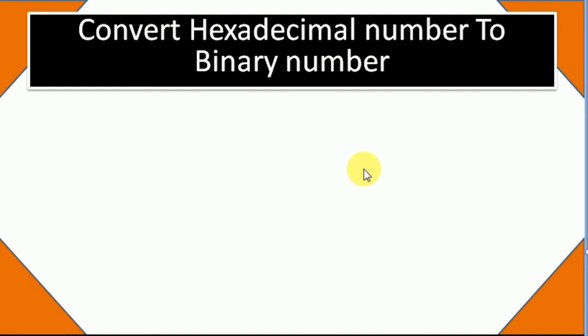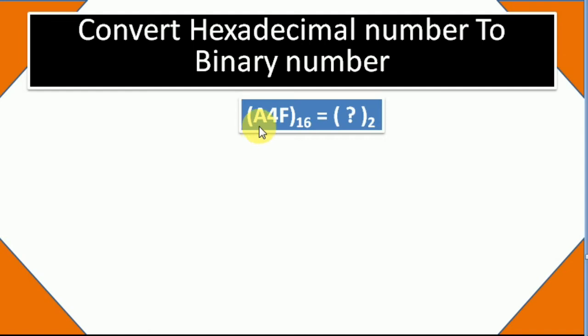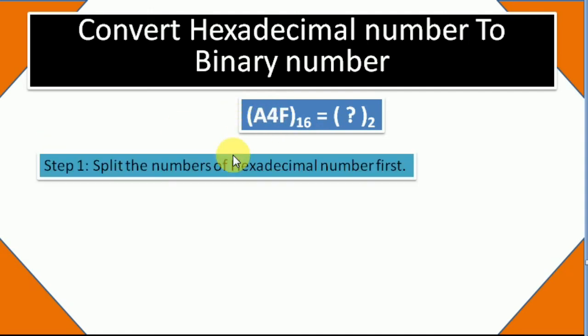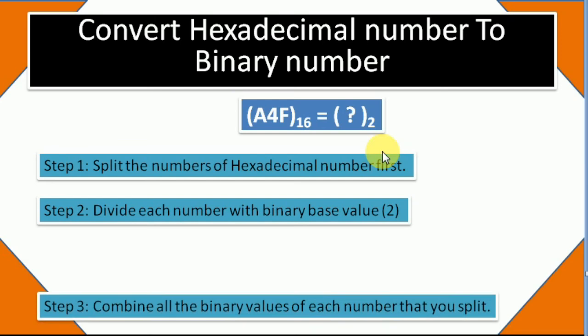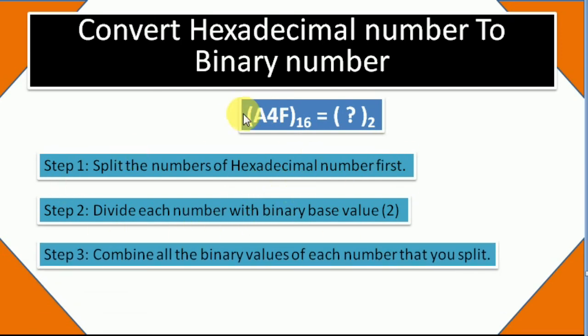Now convert a hexadecimal number to a binary number. The hexadecimal number is A4F, and we are going to convert that hexadecimal number to a binary number. Same method you are going to follow as you did in the case of octal to binary. Split out these numbers A, 4 and F. Then divide the number by the base value of binary, that is 2. Combine all the binaries of each number that you split.